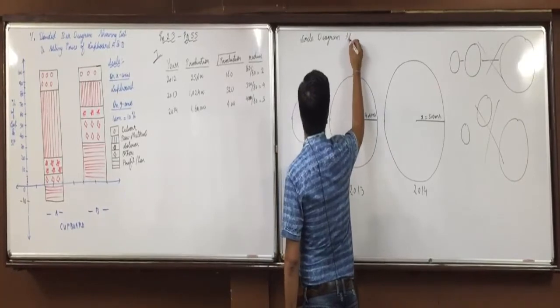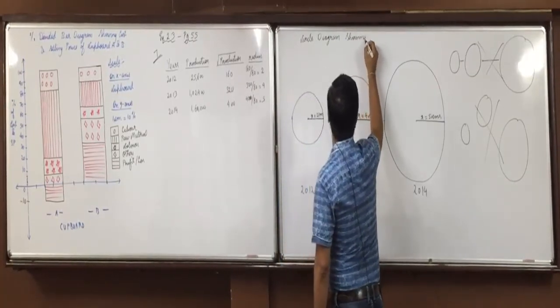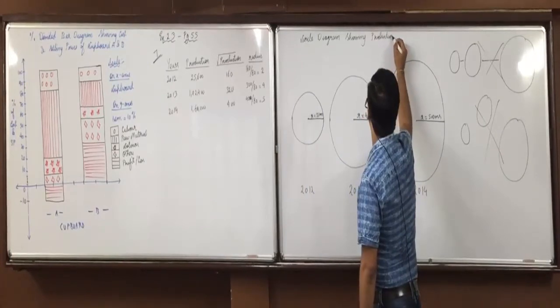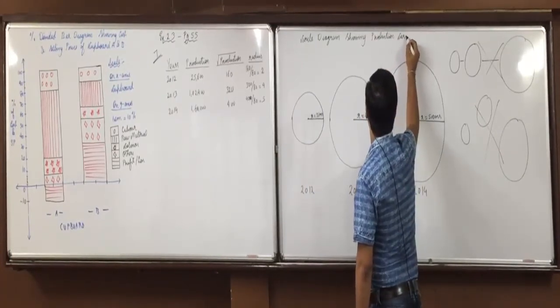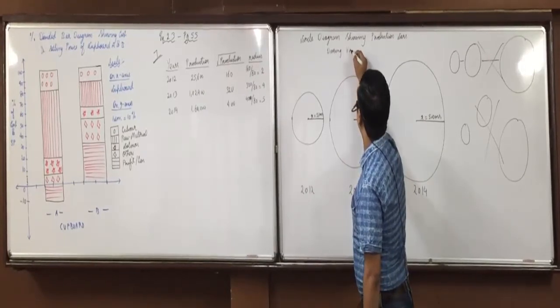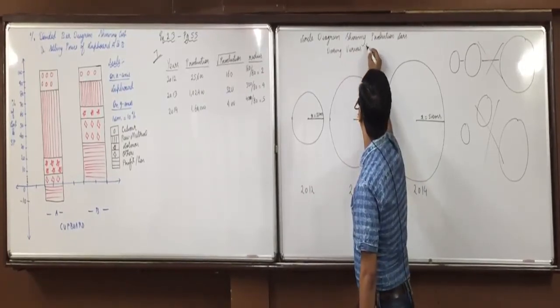showing production of cars during various years.